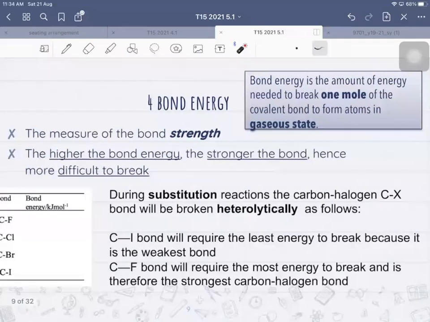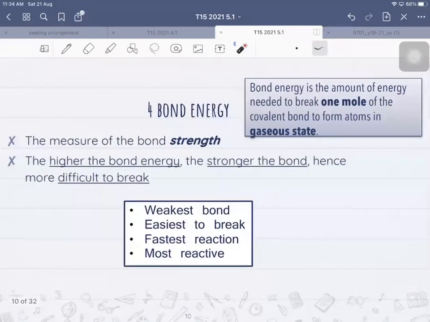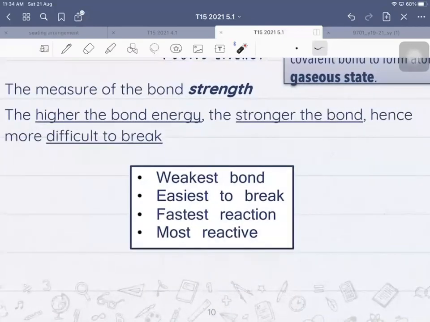The carbon iodine bond will require the least energy to be broken, whereas the carbon fluorine bond will require the most energy to be broken. This is because of the strength of the bond. So the summary of what I want you to get out of this is that the weakest bond will be the easiest to break, therefore the fastest reaction. And so, because the carbon iodine bond is the weakest, we say that iodoalkanes, that means any molecule that contains iodine, will be the most reactive.